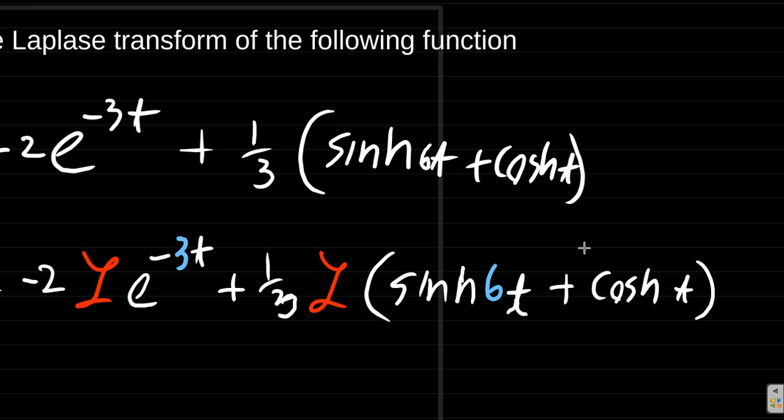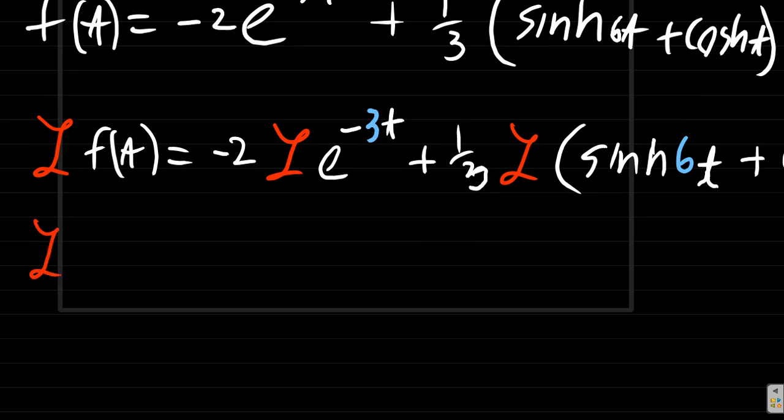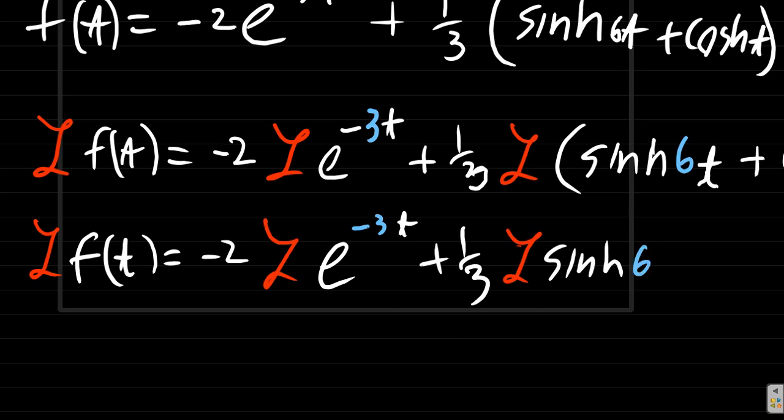By the way, you can open the bracket and expand it. So let's write this again. We have the Laplace transform of f of t is equal to negative 2 times the Laplace transform of e to the negative 3t plus 1/3. If we open the bracket now, 1/3 times the Laplace transform of hyperbolic sine 6t.